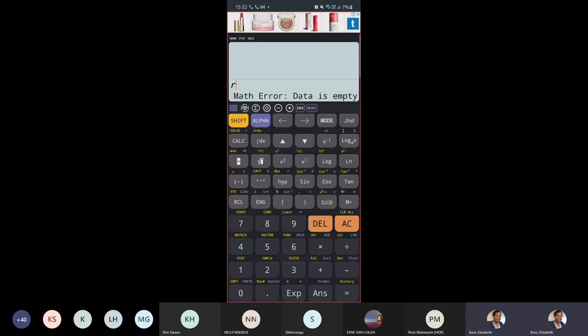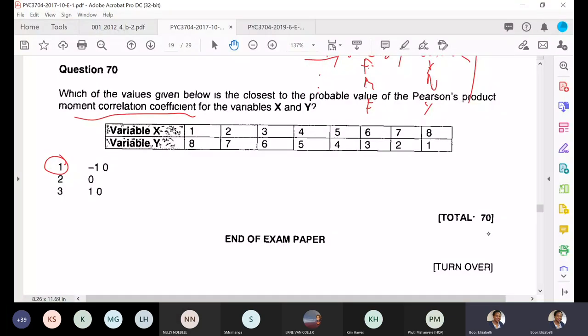Let's see. My table is empty. I've cleared my table. But that is the thing that you need to be doing. But let me show you, because I don't think they expect you to do a lot of calculations like that. When you look at this, you can just do it like this quickly.